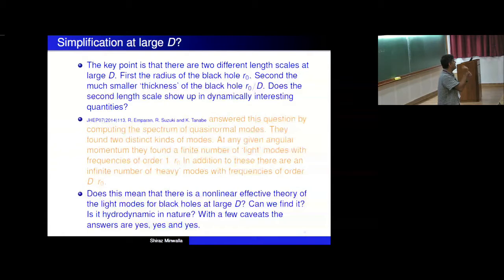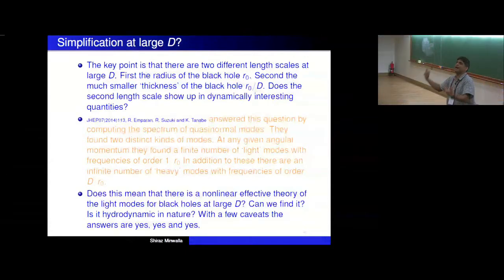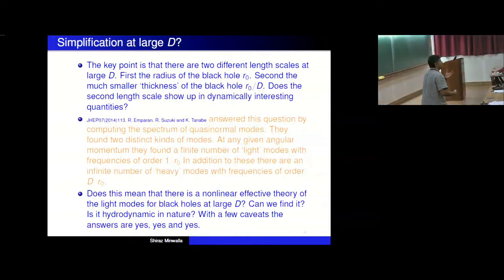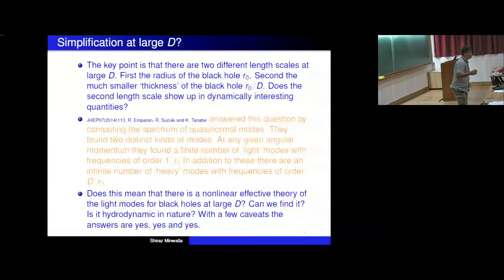What Emparan, Suzuki and Tanabe found was this: at every value of the angular momentum, most of the quasi-normal modes have frequencies of order d divided by r naught. So very, very heavy, very, very fast frequencies. However, there were a finite number of modes at every angular momentum that remained light in the limit d going to infinity. Their frequencies continue to be of order 1 over r naught.